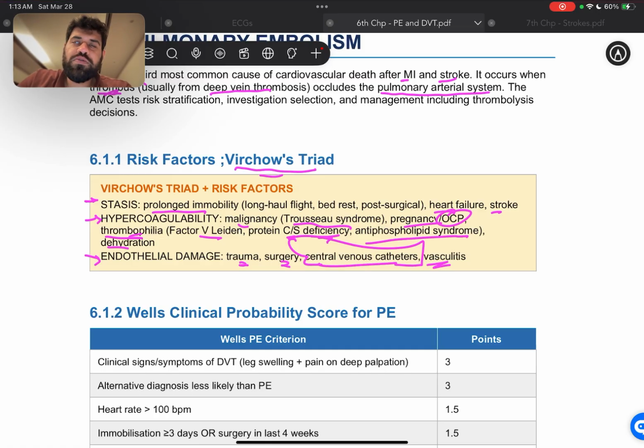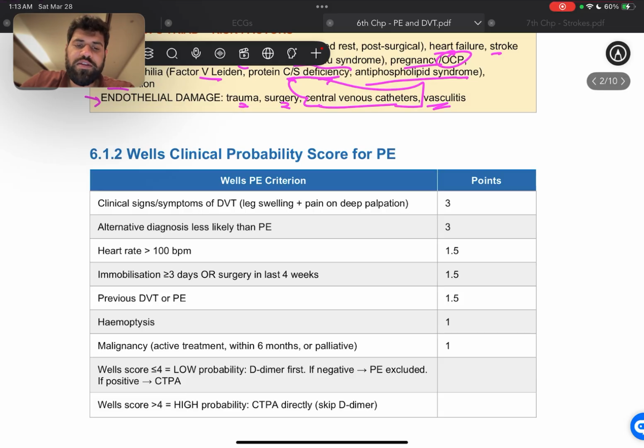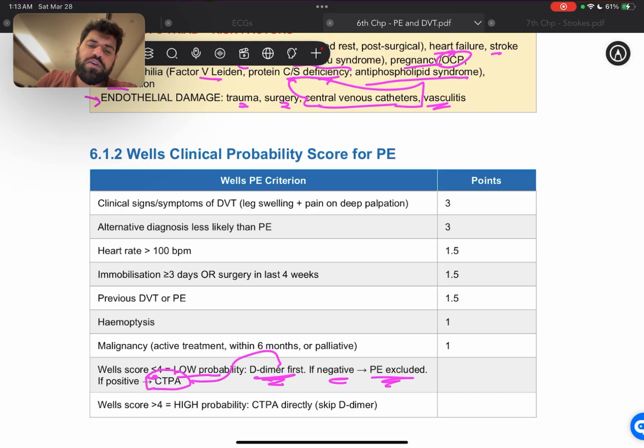Now, why is the Wells score used? The Wells score is used so that we can see the probability of the patient developing a PE. If the Wells score is less than or equal to 4, then the probability is low. So we use D-dimer first, and if it's negative, then PE is excluded. If it's positive, then we move on from D-dimer to CTPA, right? However, if the Wells score is high, we directly do CTPA and skip the D-dimer test.